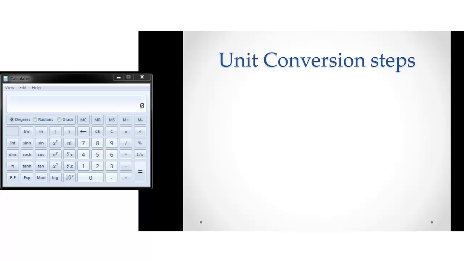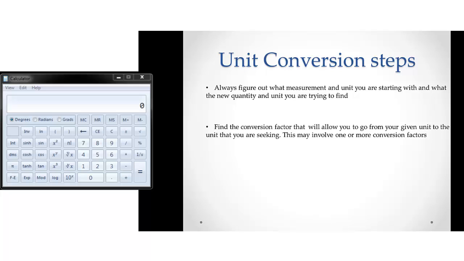Before we get started on some practice problems, let's review some strategy steps to remember when looking at unit conversion problems. First, always figure out what measurement and unit you are given and what unit you are seeking to convert to. Next, find the conversion factor that will allow you to go from the unit you are given to the unit you are seeking. Now, keep in mind that this might involve using one or more conversion factors. Be sure to figure out how many steps this involves before starting your actual conversion. Lastly, perform all your mathematical calculations involved.